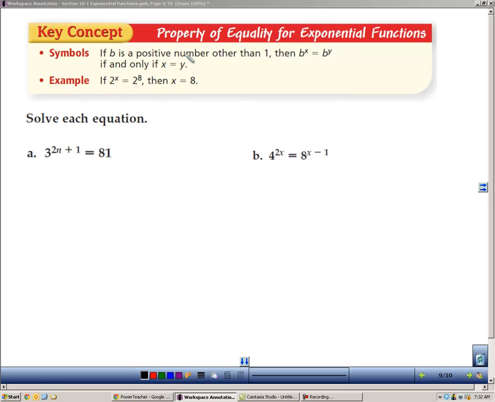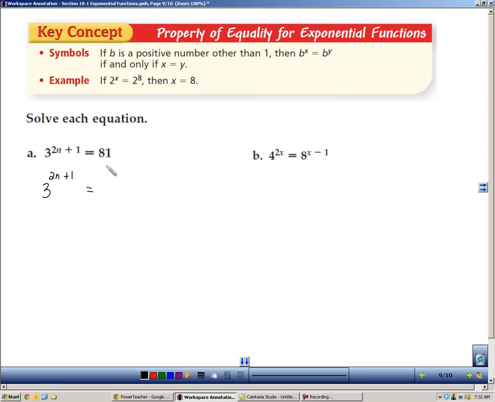So now we have another key concept that deals with the property of equality for exponential functions. If you have two exponential functions and they're equal, their bases are the same. Well, if their bases are the same, then you can say their exponents are equal. We're going to use that to help us solve equations that have exponents with variables in them. So if you go down here and I say 3 to the 2n plus 1 equals 81, well, if I could somehow get these bases to be the same, then I could set the exponents equal to each other.